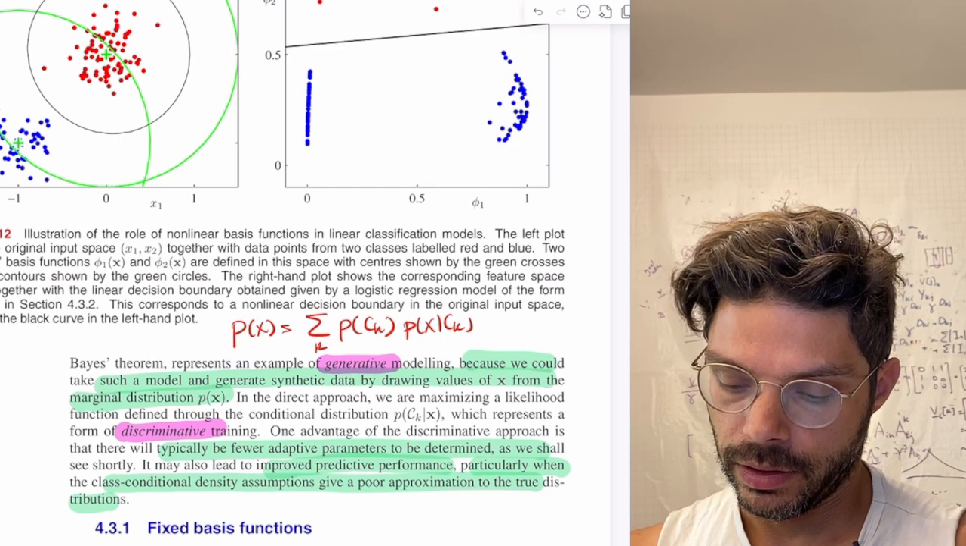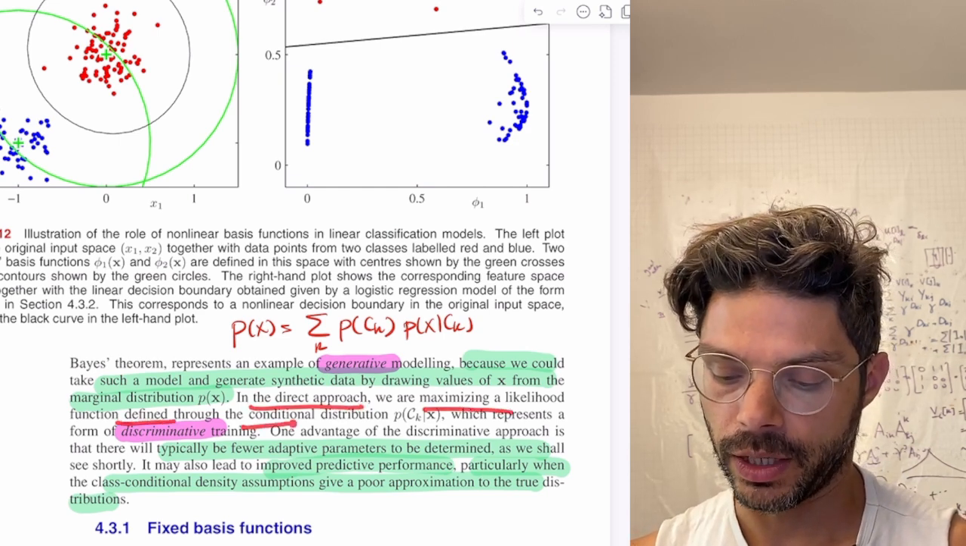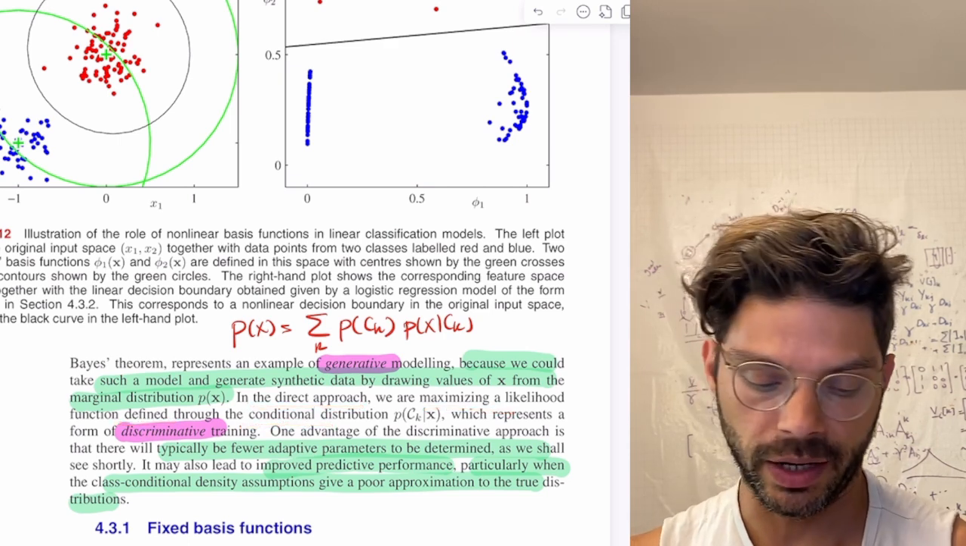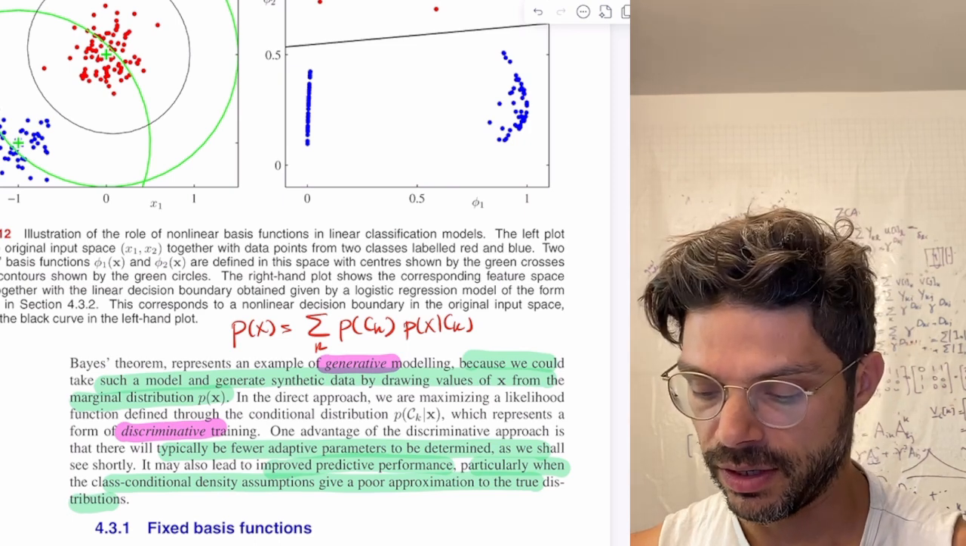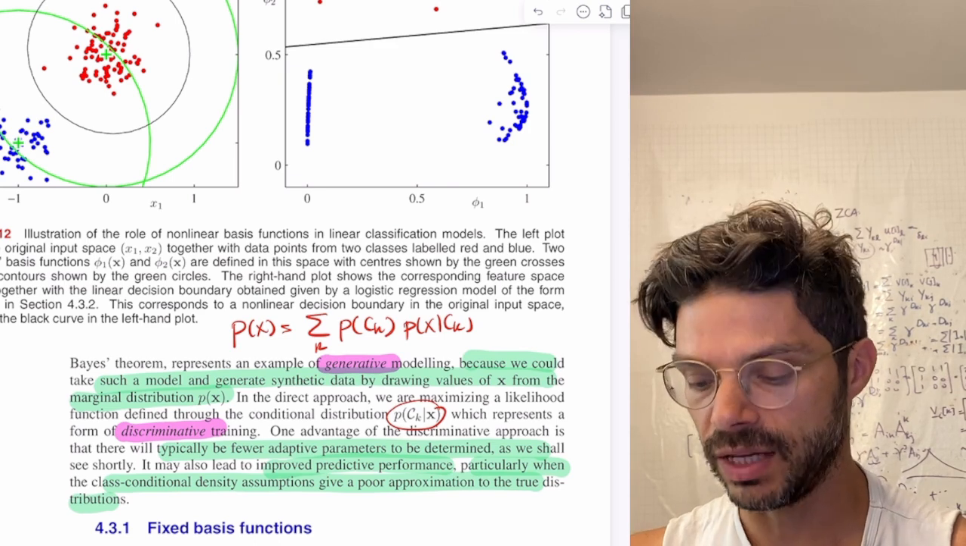In the direct approach, we are maximizing a likelihood function defined through the conditional distribution P of CK given x, right? So notice, this is kind of what you care about. What is the probability of a class given a data point?